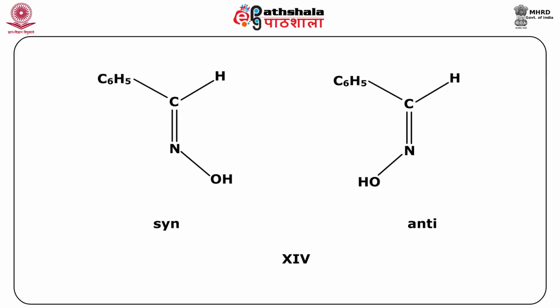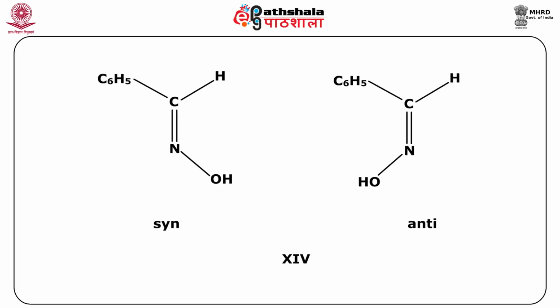Now, in case of aldoximes, the syn form is the one in which both the hydrogen and the hydroxyl, that is the OH group, are on the same side of the C double bond N. The anti form is the one in which both the hydrogen and hydroxyl group are on the opposite side. So, it is according to the positioning of H and OH.